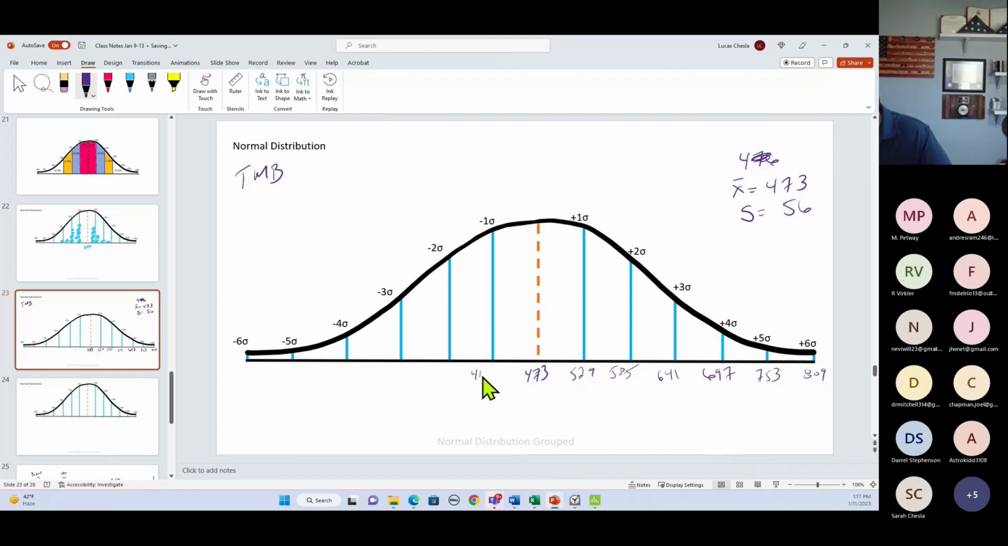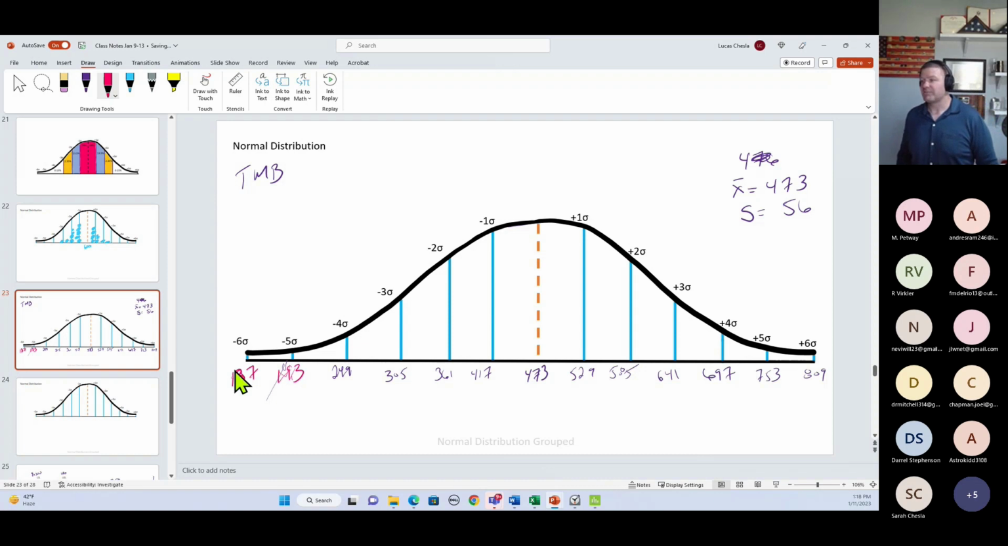417, 417. Next, 361, 361. Next, 305, 305, 249, 249. Okay, next, 193, 193. I don't know why it's dragging, that was weird. I think it's because my wrist is touching. Go ahead. Next, 137. 137. Okay, so what this is telling me, real data, let's put it into real context for Team B here.